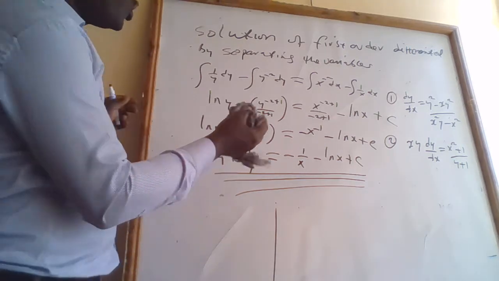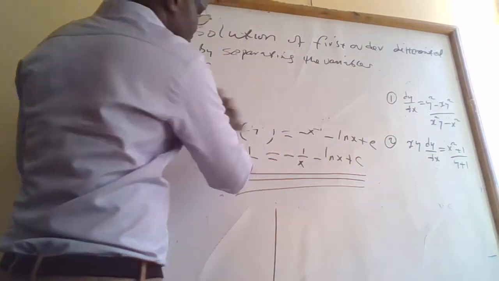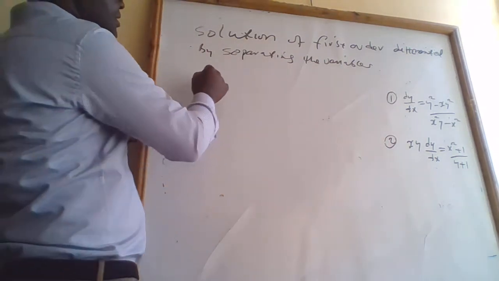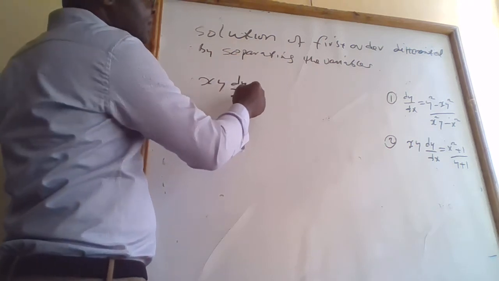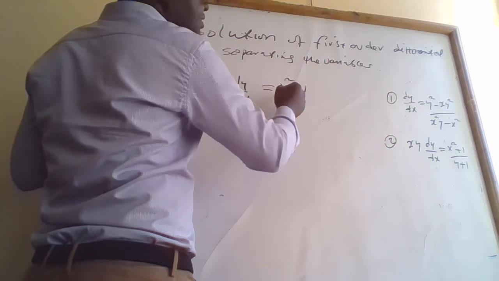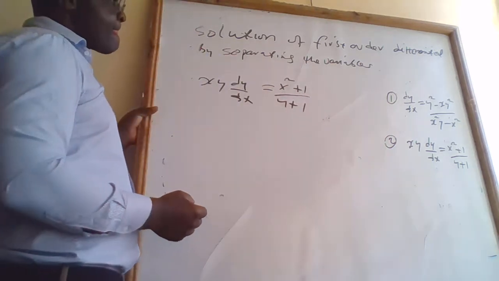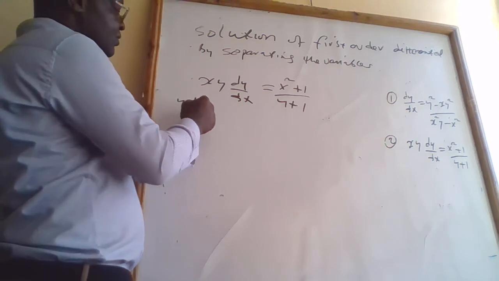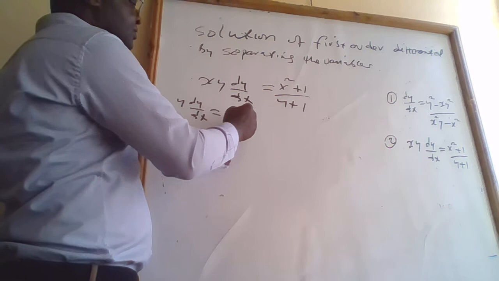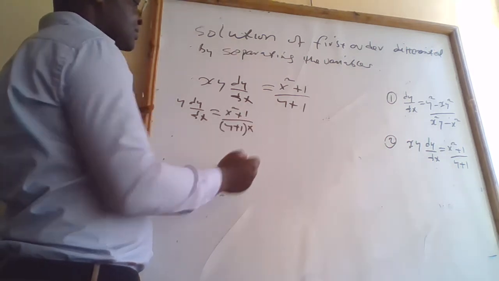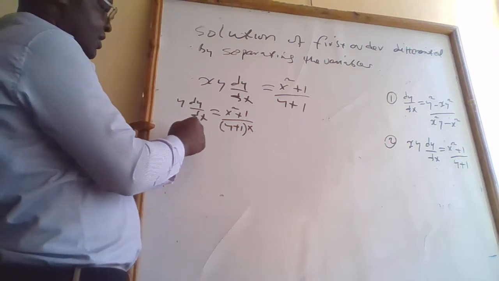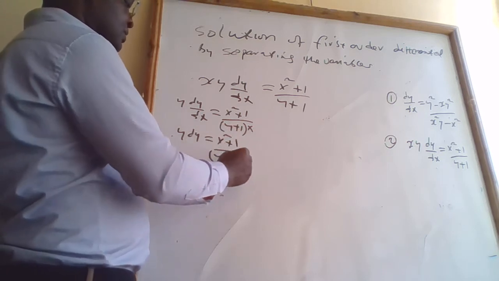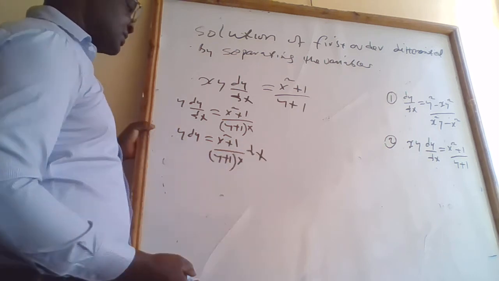Okay, let's go to Example 2. We have x y dy/dx equals (x squared plus 1) over (y plus 1). So how do I separate the variables? Let me divide through by x, so that you have y dy/dx equals (x squared plus 1) over (y plus 1) times x. Then I multiply through by dx, so that I have y dy equals (x squared plus 1) over (y plus 1) times x, then dx.